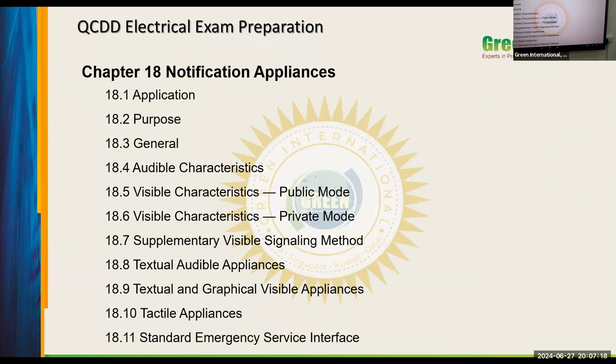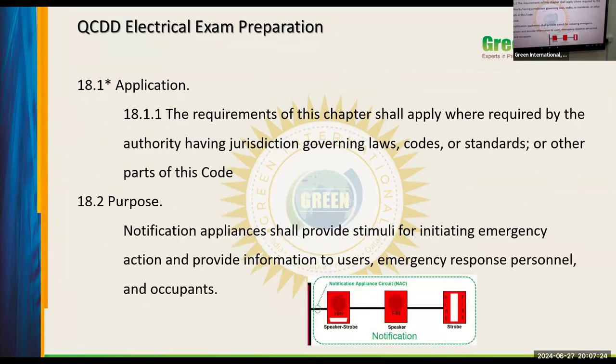So in the notification devices, here we need to remember some numbers, especially the decibels. We have different types of notification devices based on the requirement.